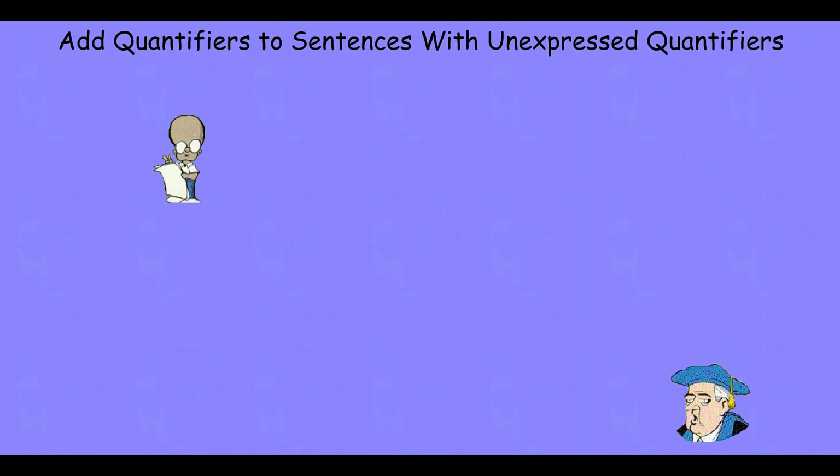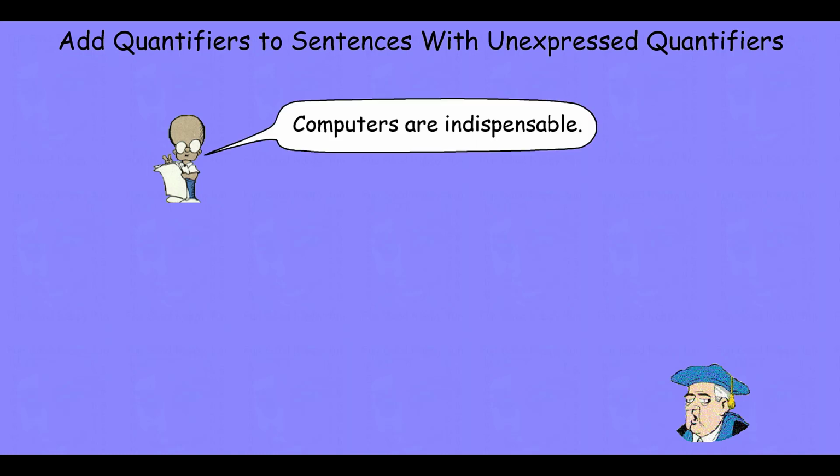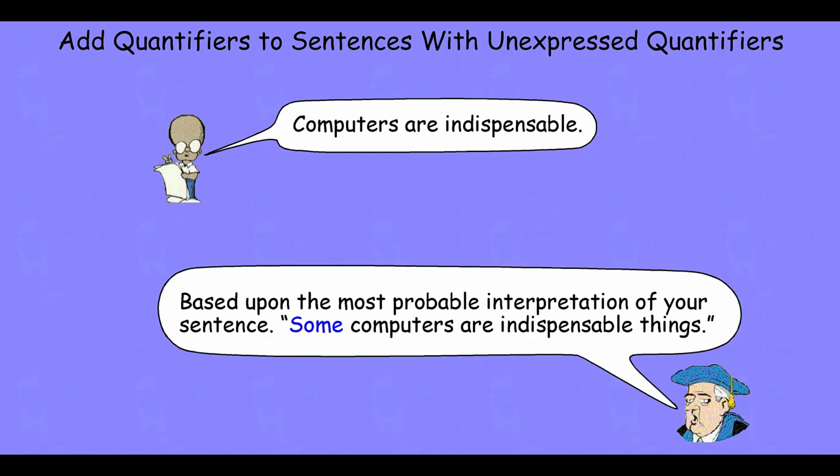Other sentences actually just don't have quantifiers, and so we need to add a quantifier based on our best understanding of what the person intends to say. For instance, suppose we have the sentence, computers are indispensable. We have to assign a quantity. How many computers are indispensable? All of them? None of them? Some of them? So we have to think about what makes the most sense. Now that 8086 that's collecting dust under your dad's bed, that probably is dispensable. So it's probably not going to be all computers are indispensable. So our best interpretation is probably going to be this: some computers are indispensable things.